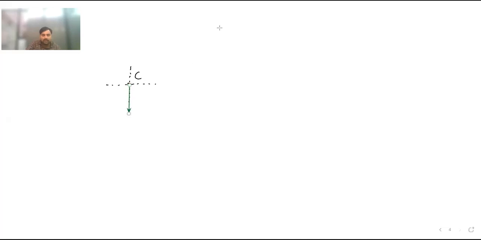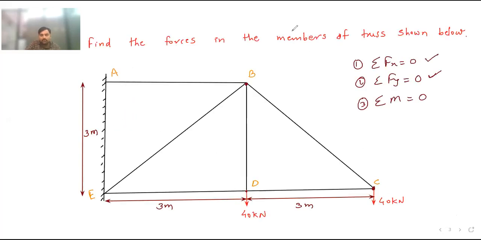And the value of this load is 40 kilonewtons. Okay, now if you come again over here, here is the horizontal member CD. This is the horizontal member CD, but we don't know the force in the member CD. So initially we will assume that CD carries a tensile force. All the members, initially we will assume that they carry tensile force. And if we get a negative answer, then we will say that it is not tensile, it is compressive. In that way, we will solve the problem.